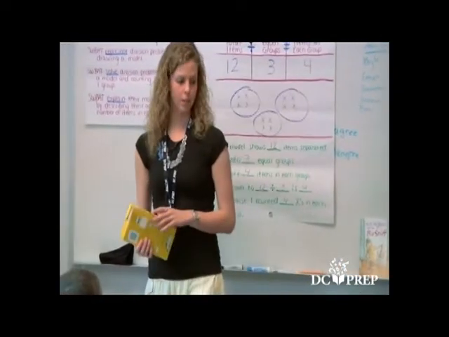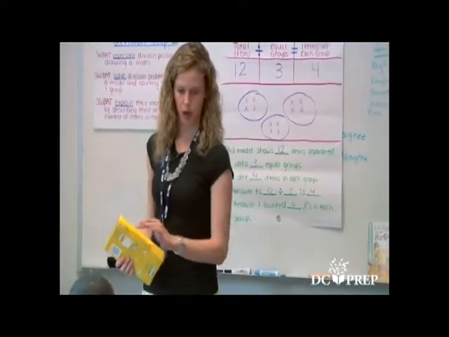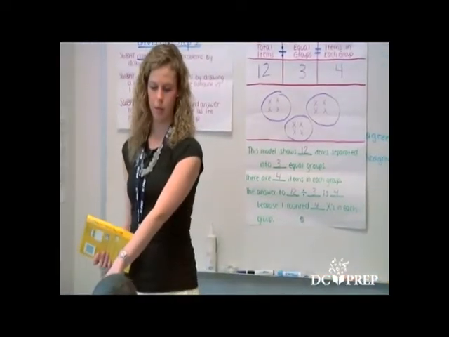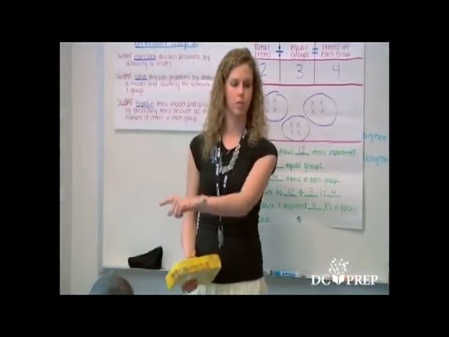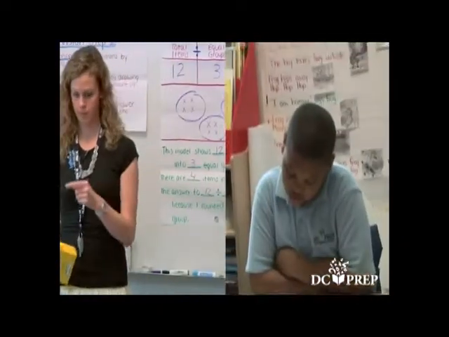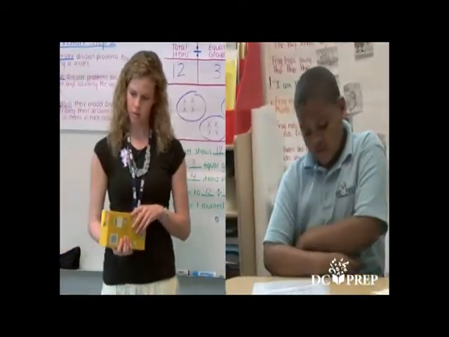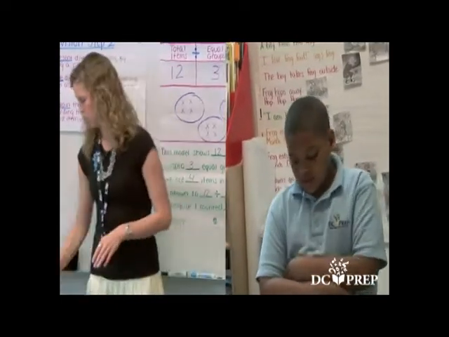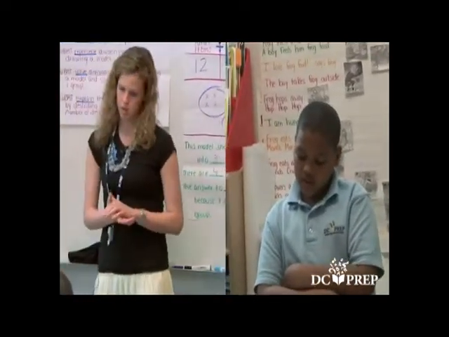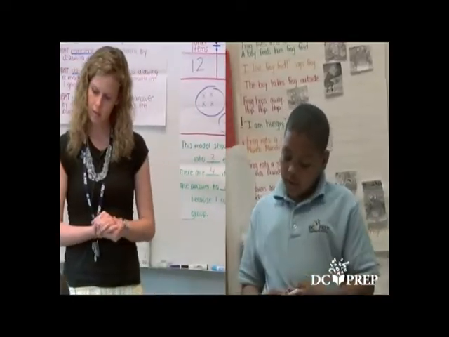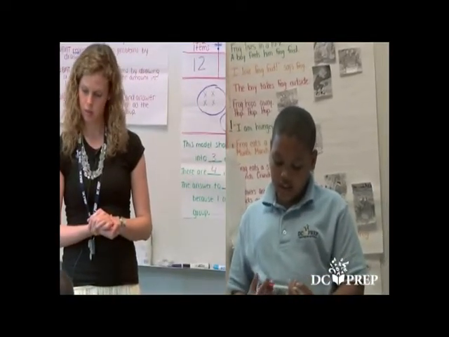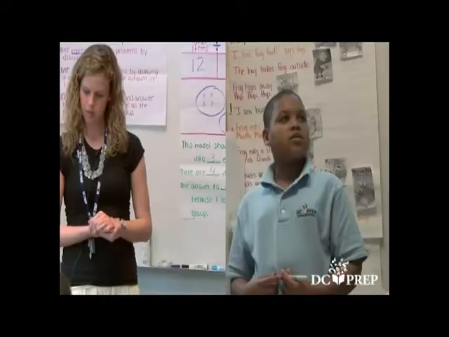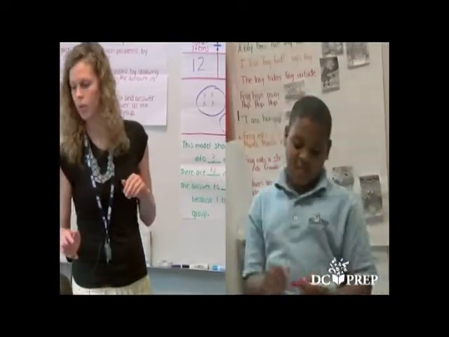All right, I want Robert to share out. We all did a fantastic job with this. Robert, can you read the bottom of your paper to us? And everyone's tracking Robert because he's our teacher right now. 16 separated into 4 equal groups. There are 4 items in each group. The answer to 16 divided by 4 is 4 because I counted 4 X's in each group.